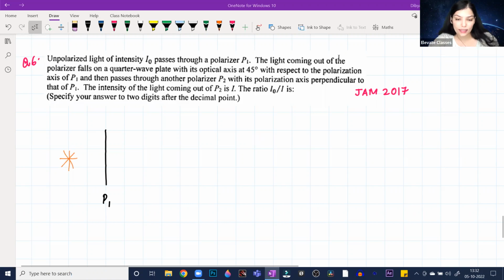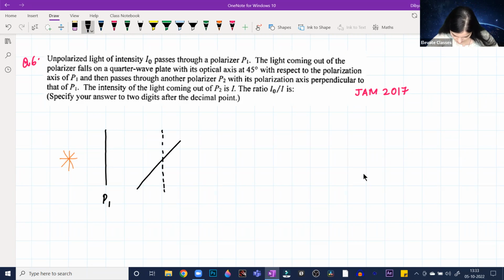Yes, Sanchit, now it's correct. Okay, so everyone has got it, but I'll just solve it so that you have something for later. So what was it saying? The light coming out of the polarizer falls onto a quarter wave plate with its optic axis at 45 degree with respect to the polarization axis of P1. So now after this I have some quarter wave plate. So this is a quarter wave plate at 45 degree.